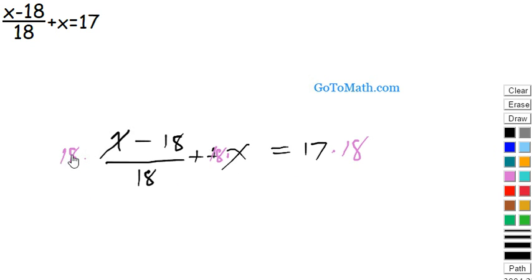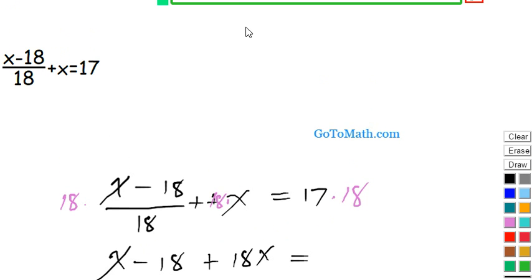Alright, so the reason we put the 18 up here, this is like multiplying through by the reciprocal, because this is really 1 over 18. If you brought this out, 18 times 1 over 18 is 1. So those guys cancel out. And we're left with x minus 18 plus 18x is equal to 17 times 18, which would be a good idea right now to find out what in the world 17 times 18 actually is.